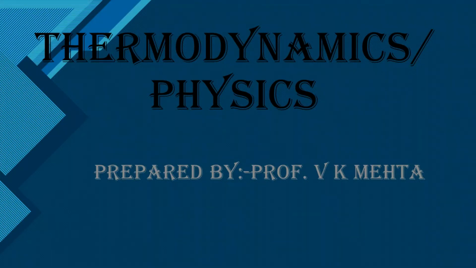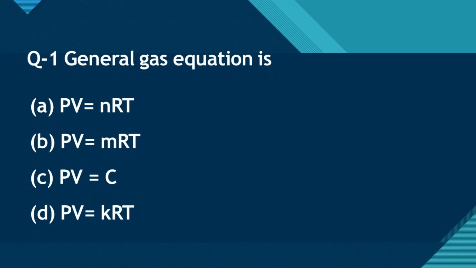Today I am going to talk about multiple choice questions on basics of thermodynamics or physics. Let us start with question number 1. General gas equation is option A PV equal to nRT, option B PV equal to mRT, option C PV equal to constant, and option D PV equal to kRT.